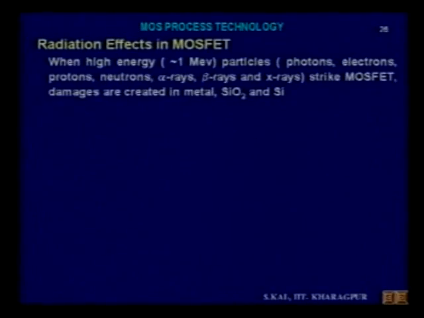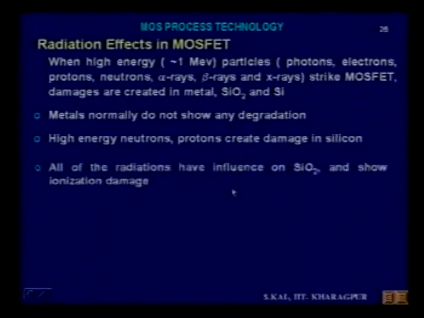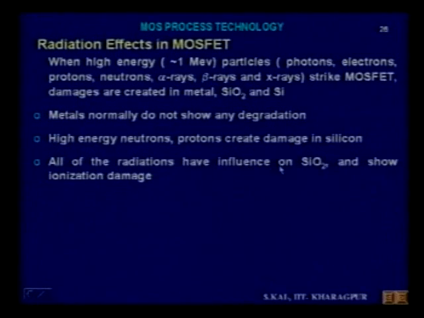Now next is the radiation effects in MOSFET. That is another effect. When high energy particles of the order of 1 MeV, which are basically photons, electrons, protons, neutrons, alpha rays, beta rays and X-rays, strike a MOSFET, damage is created in metal, SiO2 and Si. Metals normally don't show any degradation, but high energy neutrons and protons create damage in silicon. All of the radiations have influence on SiO2 and show ionization damage.